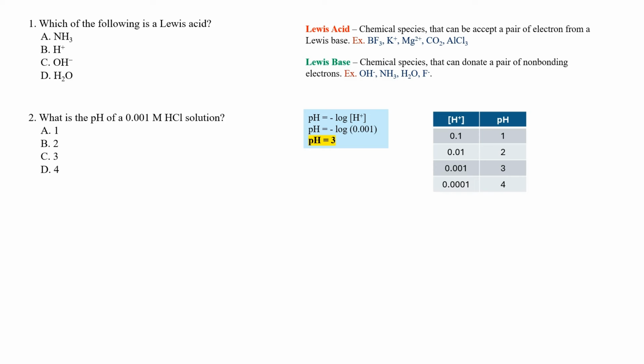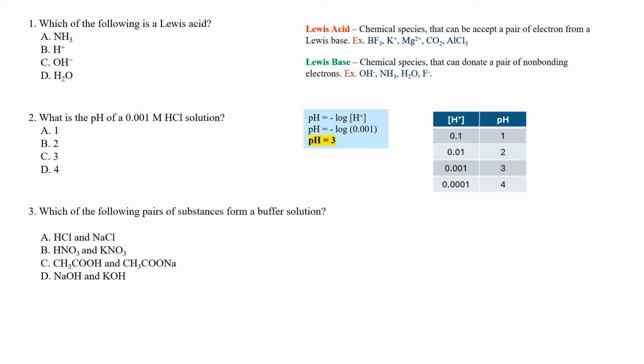Before you apply the concentration in the calculator, you can use this simple trick. For 0.1 H plus ion concentration, the negative log of 0.1 is pH 1, and if you take the negative log of 0.01, it's pH 2, 0.001 pH 3, 0.0001 pH 4, and so on. You can identify a pattern.